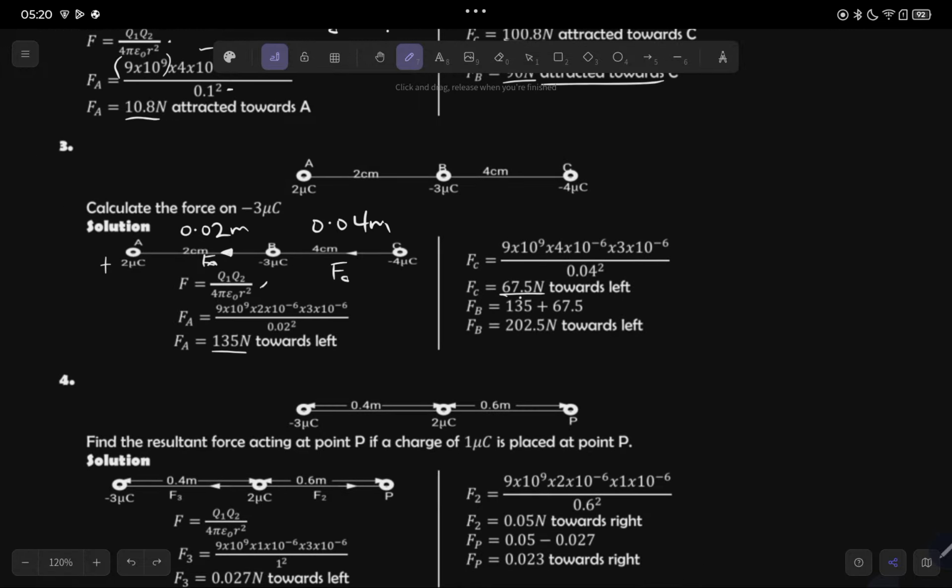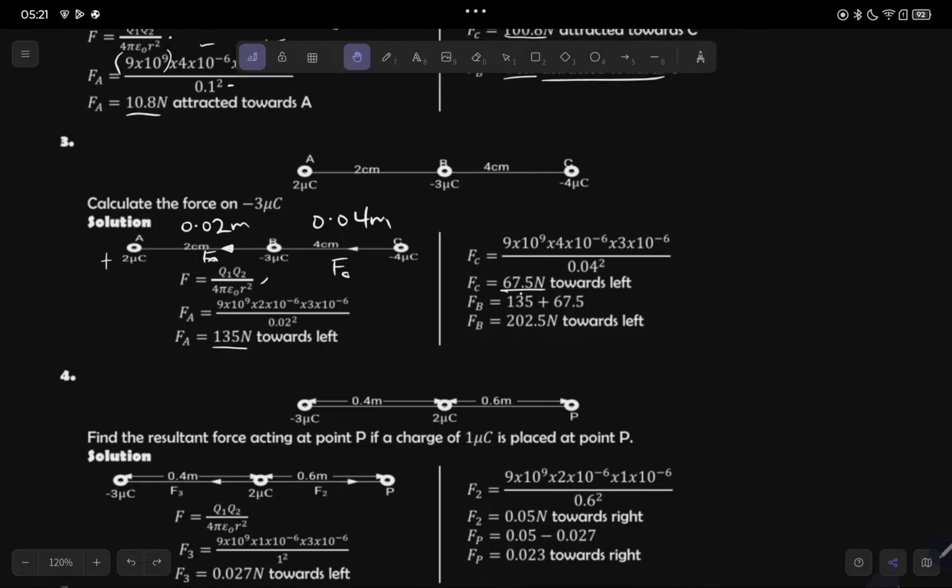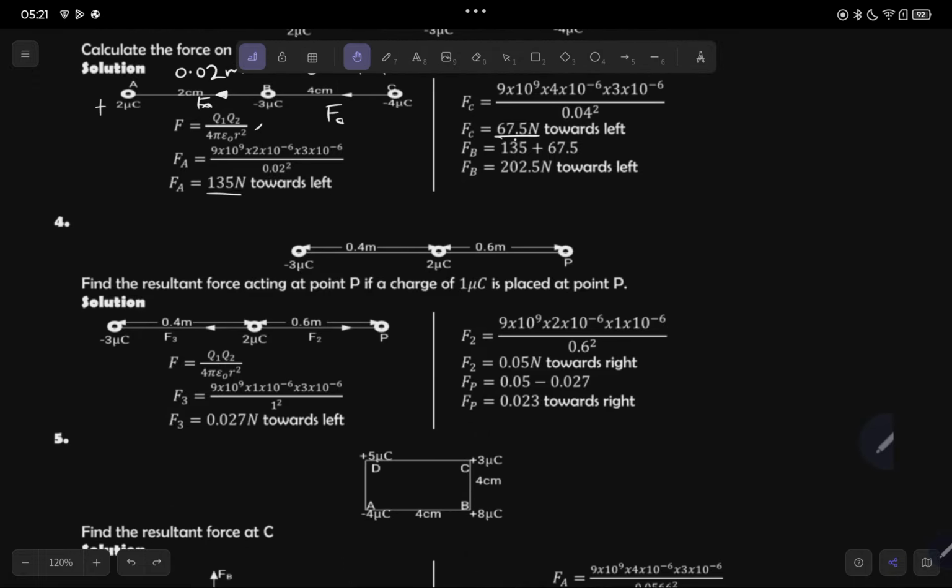We go to question number 4. Question number 4 is also almost the same as question number 3. They are saying, calculate the resultant force acting at point P if a charge of 1 microcoulomb is placed at that point. So here we have a charge of positive 1 microcoulomb that has been placed at point P. Now, let's see what happens.